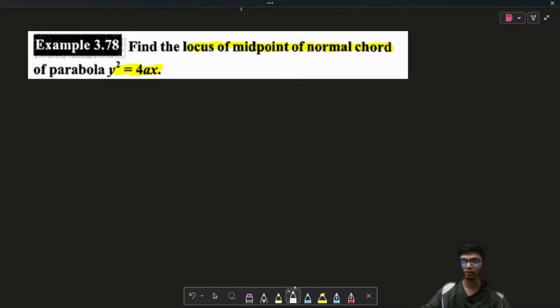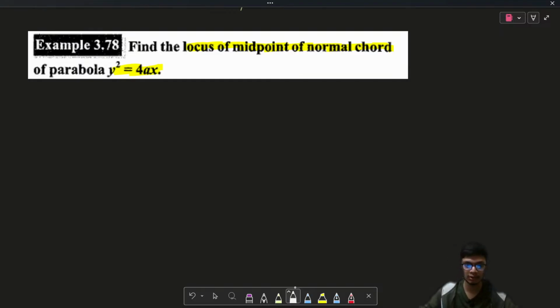What is meant by a normal chord is that if you draw a normal at any point P and it intersects the curve again at any other point Q, then that PQ is called a normal chord.